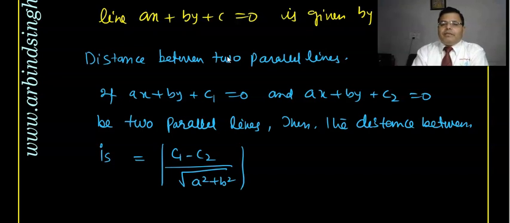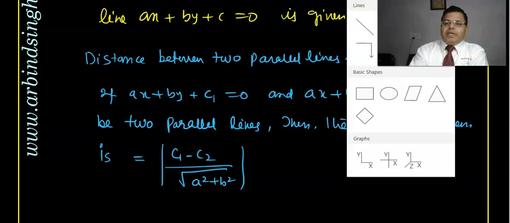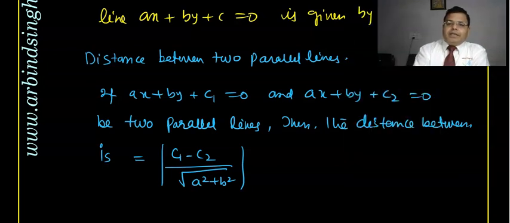The length of perpendicular from the origin to the line can be determined, and p1 minus p2 is this. That is basically the difference of lengths of perpendicular from the origin to the lines, right?